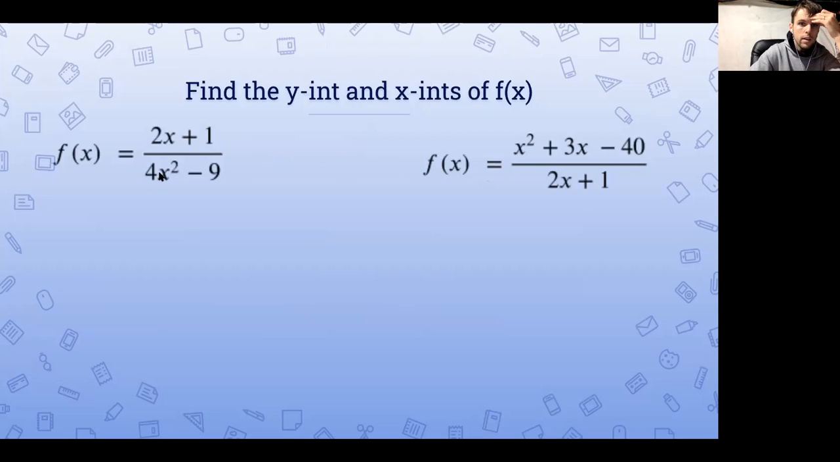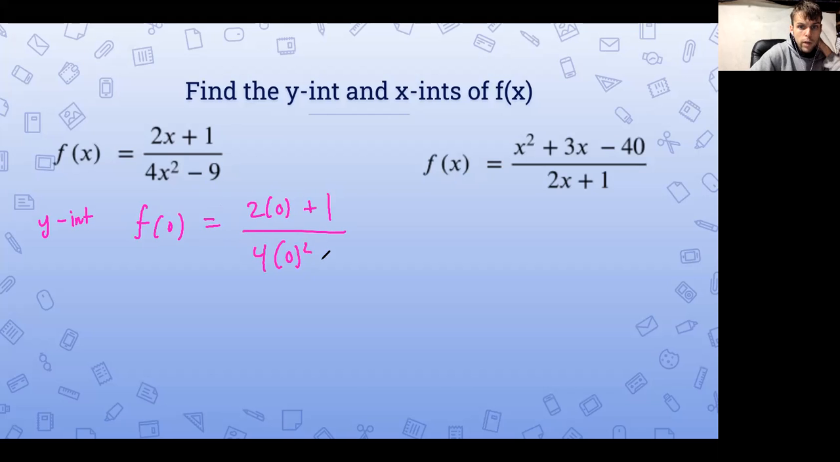Okay, I feel like we've seen this function a couple times. So let's first figure out the y-intercept. A function should have only one y-intercept. Otherwise, it wouldn't pass the vertical line test. So f of 0 is going to be (2 times 0 plus 1) over (4 times 0 squared minus 9). 2 times 0 is going to go away, 4 times 0 going to go away. We're going to get 1 over -9, or -1/9. So that's our y-intercept.